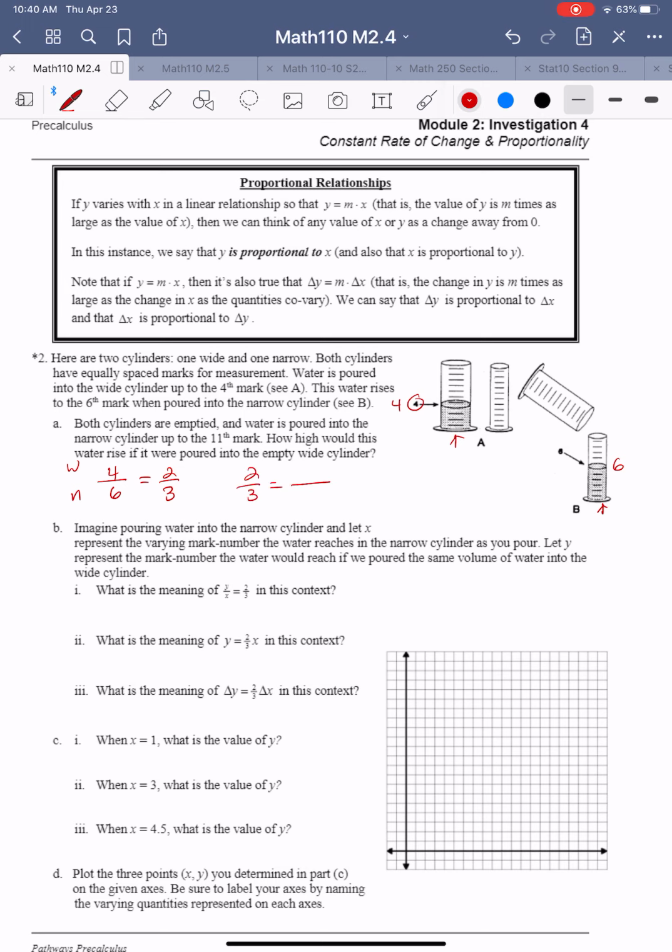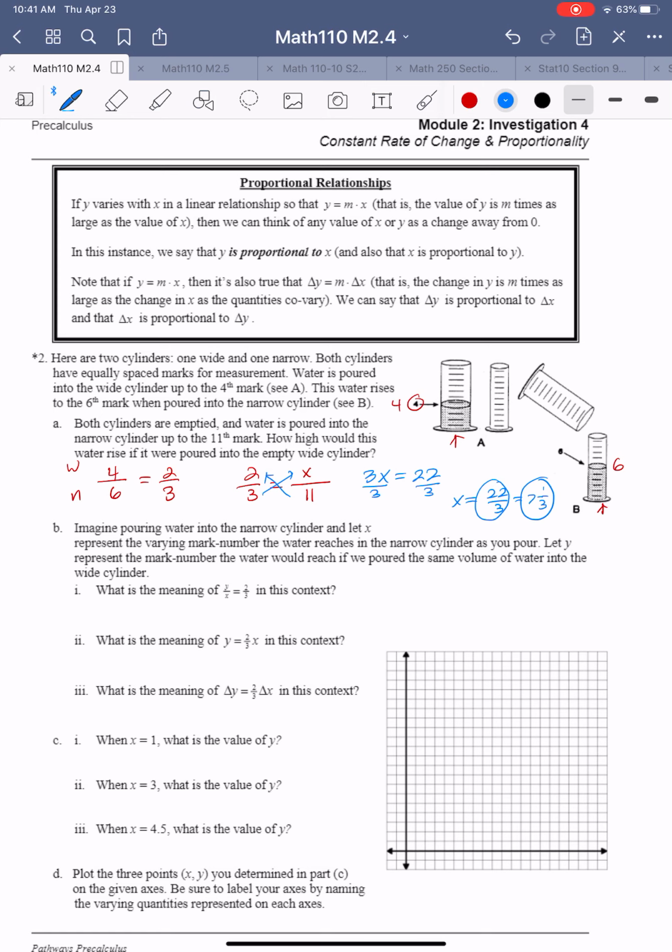And then the water poured into the narrow cylinder marks on the 11. Now they're asking how much will be on the wider. So you put the x, and when you have a proportionality, you can always cross multiply. And then you get 3x equal to 2 times 11, 22. If you divide by 3, you get x equal to 22/3 marks. Okay, so which means 7 and 1/3 marks. So it doesn't matter which one you put.